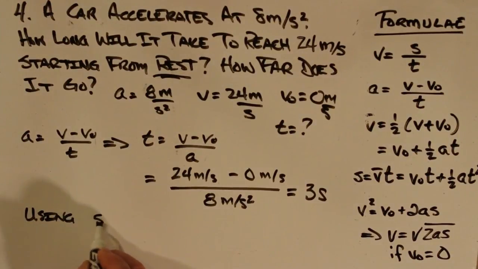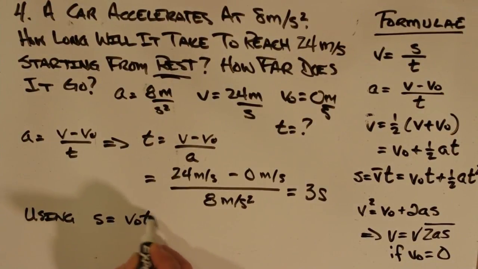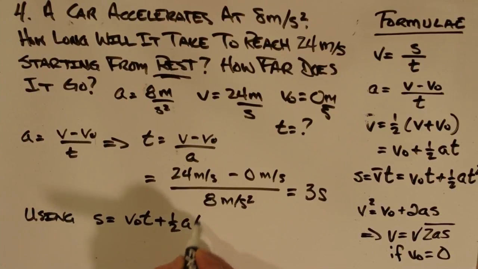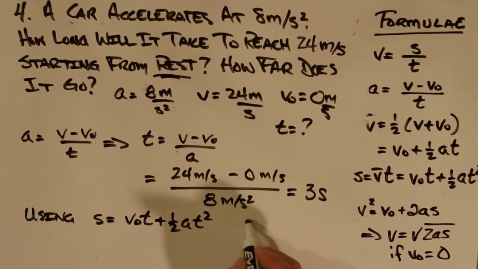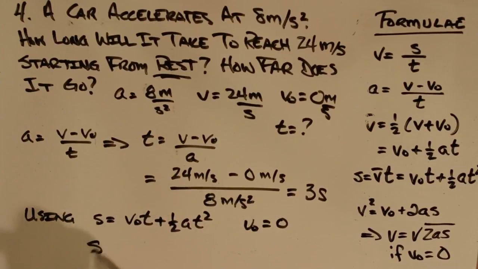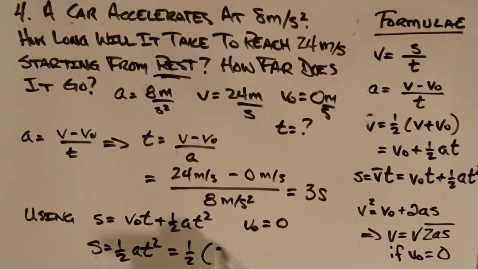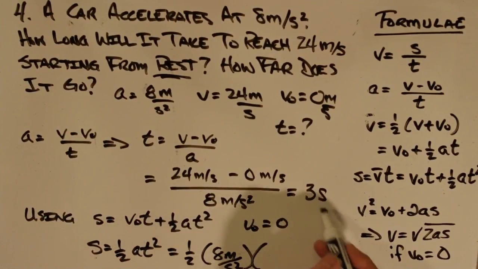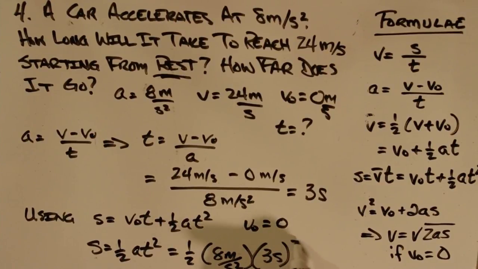And then using S is equal to V sub 0 T plus 1/2 AT squared, and keeping in mind that V sub 0 is equal to 0, we have S is equal to 1/2 AT squared, which is equal to 1/2 times 8 meters per second squared times 3 seconds squared. When you punch in the numbers, 8 times 1/2 is 4, 3 squared is 9, 9 times 4, 36. The answer is 36 meters.